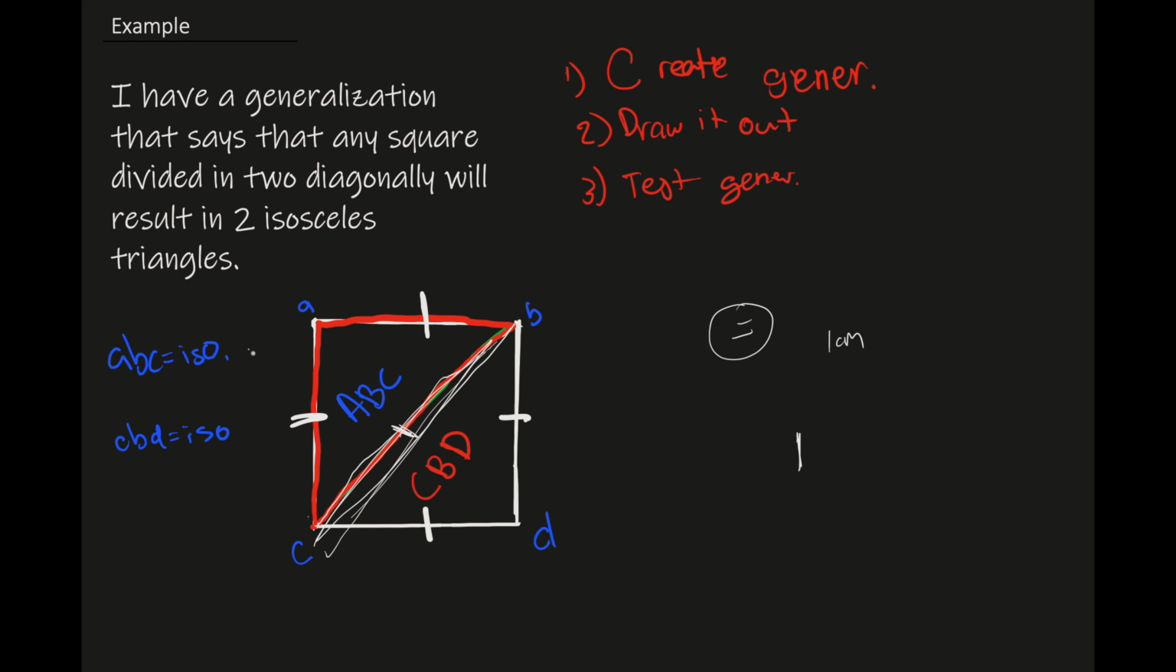So that theory is correct. Next, let's see CBD. If you realize, this is a mirror image of this triangle. These two are equal, and this one is the same line. So, again, it is isosceles. So my generalization is correct. That's actually pretty cool. That is the third step.